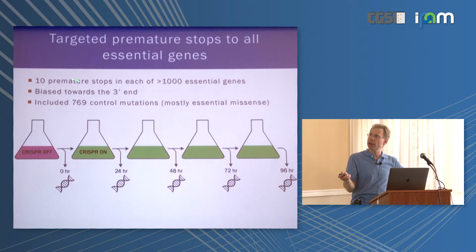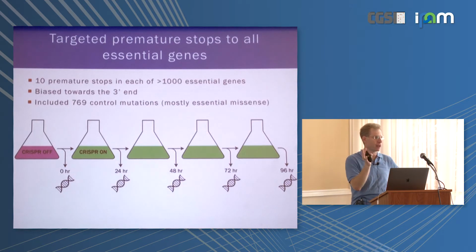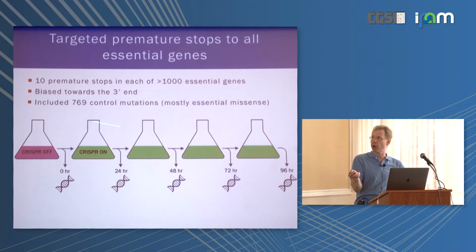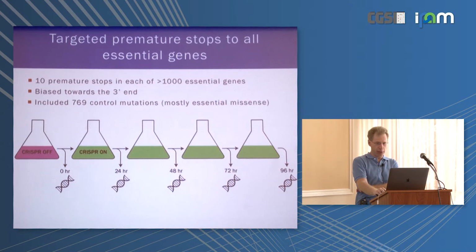So to that end, we targeted about 10 specific premature stops in each of these genes with a bias toward the 3' end, where you're lopping off less of it, and so are more likely to see something other than a complete disruption of gene function. And then the experiment is you have this library of cells with all of these targeted cuts. You turn on CRISPR, and then you take time points after you've turned it on and see what's going on. If you are actually disrupting an essential gene, killing its function, the cells should be dead. So you should watch them all drop out of this pool over time. And anybody who is still there should be something that's less than a lethal mutation.